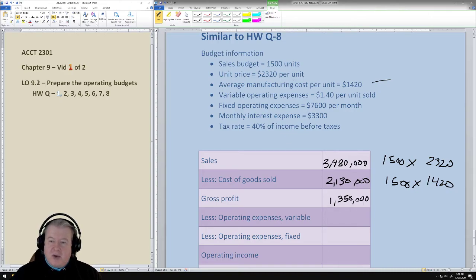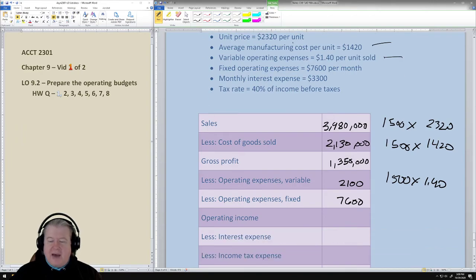Okay, now we've got the variable operating expenses. So this is 1500 times $1.40 per unit sold, and that comes out to 2100. Less the fixed operating expenses. Well, we've got fixed expenses of 7,600. Seems like quite a small amount for the amount of sales. I mean, that's pretty good. So we would have a subtotal here of operating expenses. So that would come out to 1,340,300.